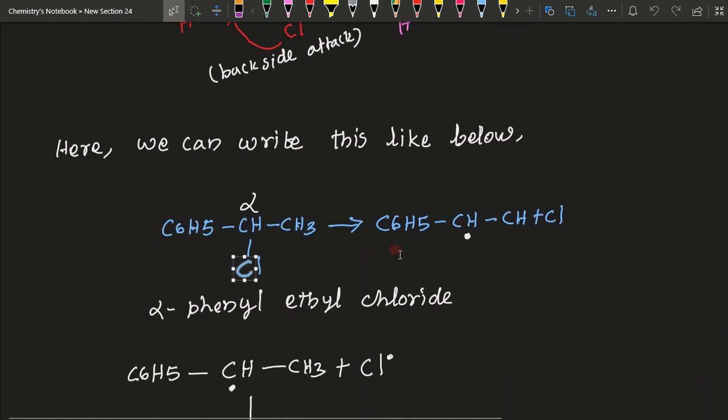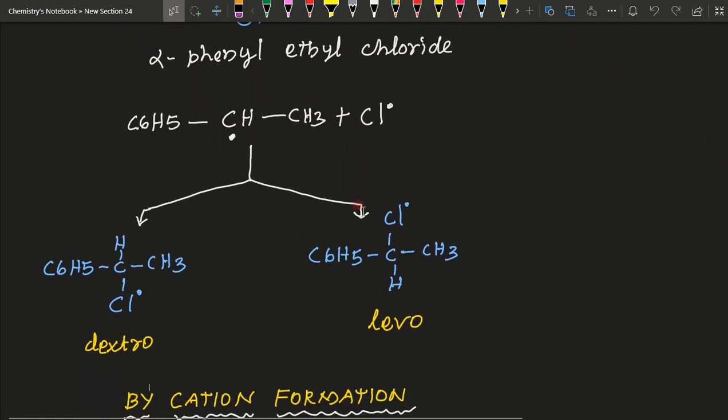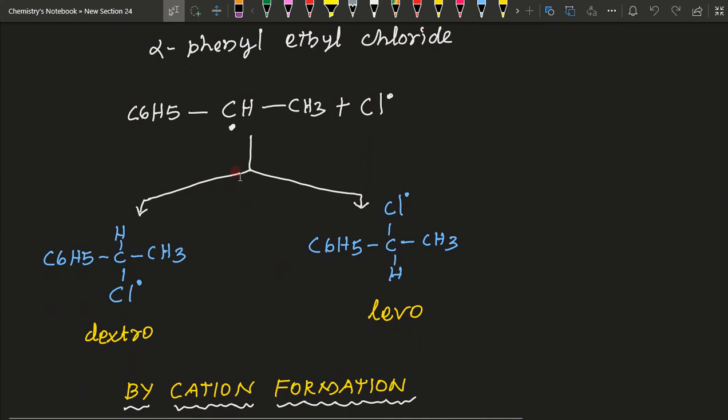C6H5, this is the phenyl. C6H5 means phenyl, this is the alpha carbon, methyl group, chloride. It gives phenyl CH radical CH3 plus Cl radical. This name is alpha phenyl ethyl chloride. See below. This is the phenyl group, CH radical, CH3 plus Cl radical. It gives two ways. One is going to dextro, another one is going to levo. This is the dextro form, this is the levo form.